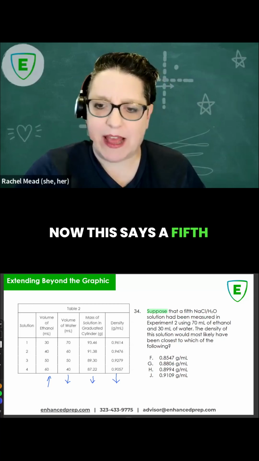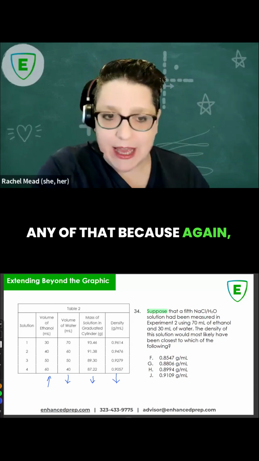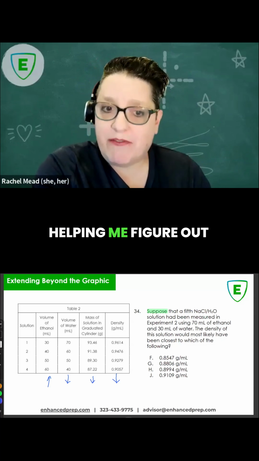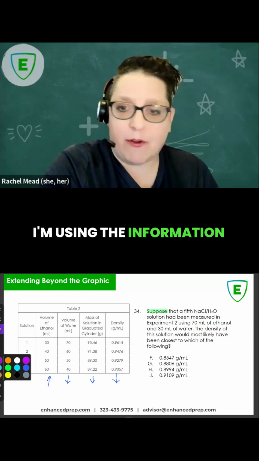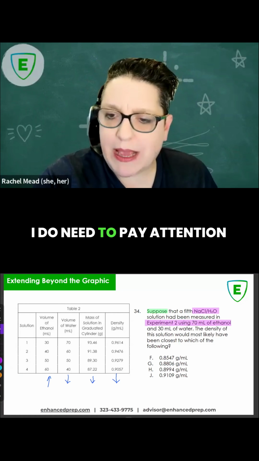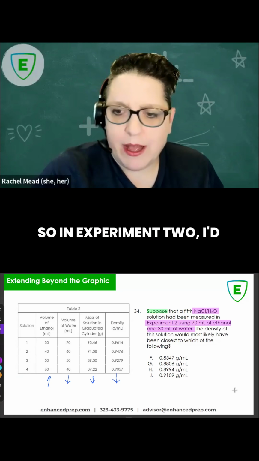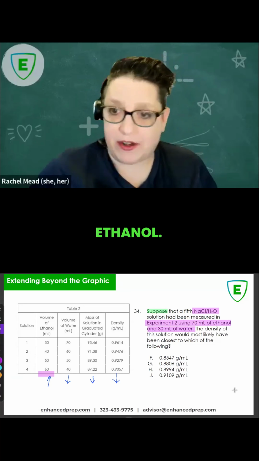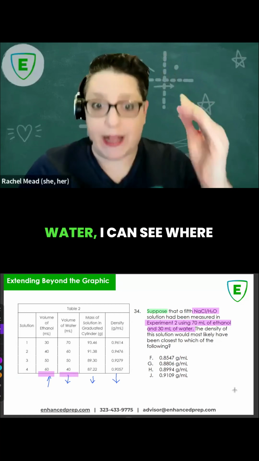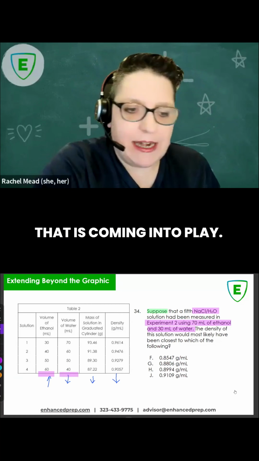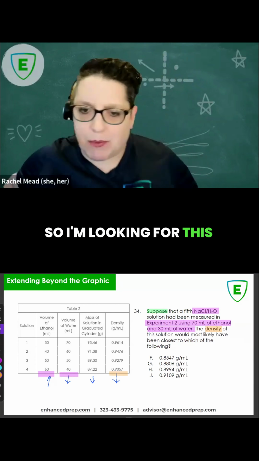Now, this says a fifth NaCl H2O. I don't need to know about any of that because, again, it doesn't help me figure out what's happening, but it does tell me again that I'm using the information in my table. I do need to pay attention to the data that it's giving me here. So in experiment 2, I'd have 70 milliliters of ethanol. Now I can see where that's coming into play. And 30 milliliters of water, I can see where that is coming into play. And it's asking me to solve for my density. So I'm looking for this number over here.